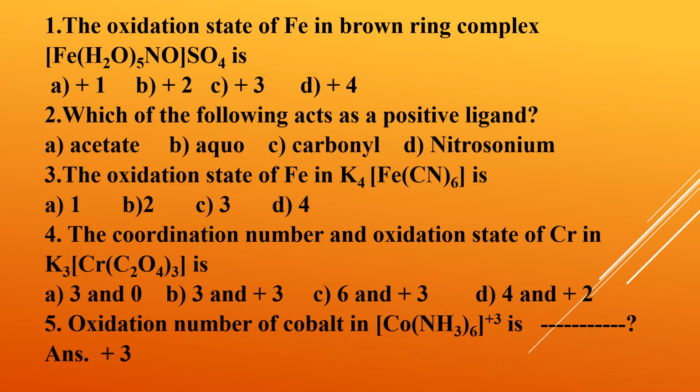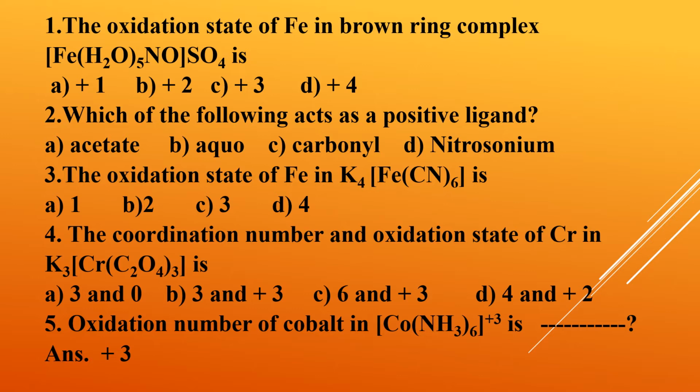Question number 1. The oxidation state of Fe or iron in the brown ring complex [Fe(H2O)5NO]SO4 is. This is a brown ring complex in which Fe is the central metal atom. What is the oxidation state of iron in this complex? Both H2O and NO are neutral ligands. So how do you calculate the oxidation state of iron?